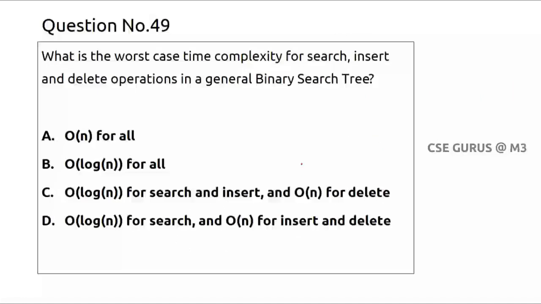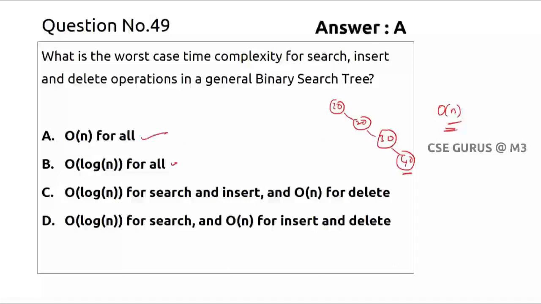Coming to question number 49, what is the worst case complexity for search, insert, delete operations in a general binary search tree? In the worst case, of course it's not given as balanced. Let us suppose I have elements like this, all skewed like this. Then whenever I want to search for this element, I need to go through the entire tree, right? So definitely it has to search n elements in the worst case. Even if I want to insert and delete, it has to go for n in the worst case. So that's why option A is the correct answer.